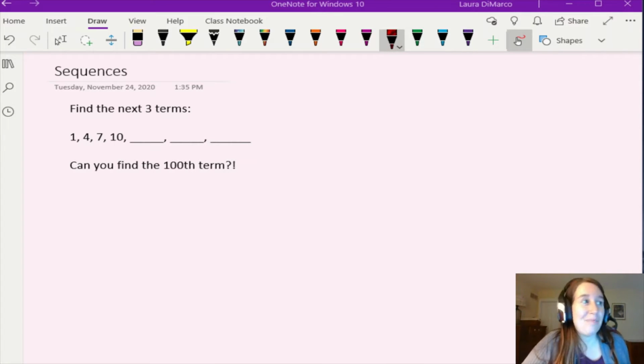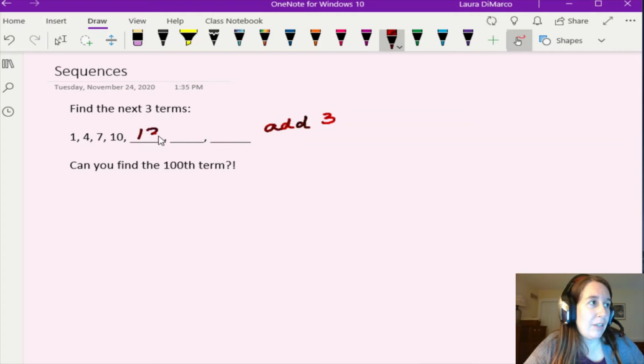Okay, so hopefully on the first part, you found that the numbers 1, 4, 7, 10 were each increasing by 3. So the pattern that we're looking at is that we need to add 3 to each number, right? So the next term would be 13, and then 16, and then 19. Okay, no problem. So now it says, can you find the 100th term?